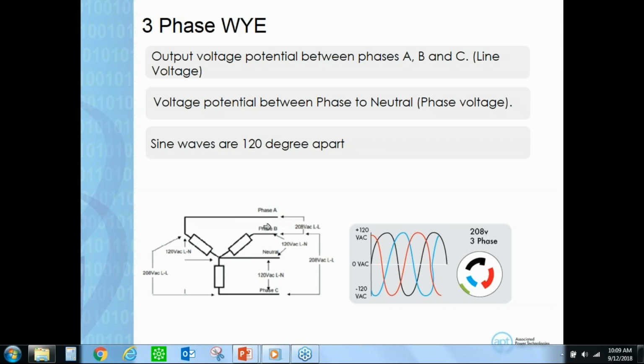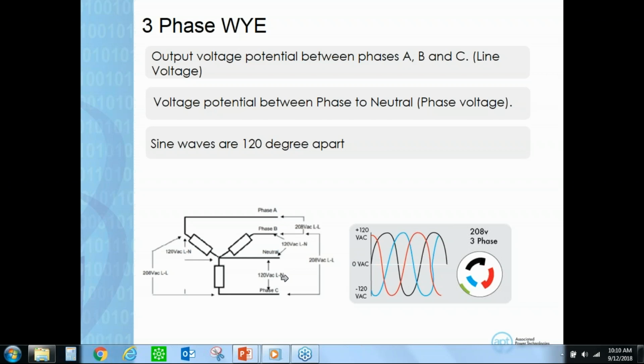If I went between phase A and phase B, since I have two phases that are apart by 120 degrees, I have to multiply the voltage by square root of 3 to get the line voltages between the phases. So phase A to phase B, there's some type of voltage there. Sorry, that voltage is known as the line voltage, but this is a result of 120 volts multiplied by a square root of 3 to give you the line voltage.